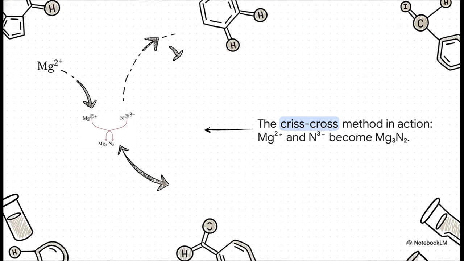Let's see this in action. It makes way more sense visually. Okay, magnesium has a 2+ charge. Nitrogen has a 3- charge. See how the 2 from the magnesium crosses down to become the subscript for nitrogen? And that 3 from nitrogen, it crosses over and becomes the subscript for magnesium. And just like that, you've got Mg3N2.